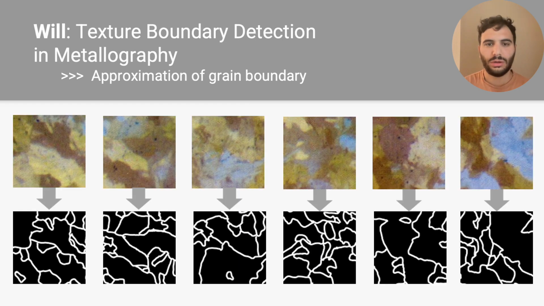One of the key goals is to approximate grain boundaries in metallography accurately, which is challenging due to the intricate and often ambiguous nature of texture-defined boundaries. Unlike clear object edges in natural images, these transitions are subtle and often gradual, requiring models to detect nuanced variations in texture rather than shape.